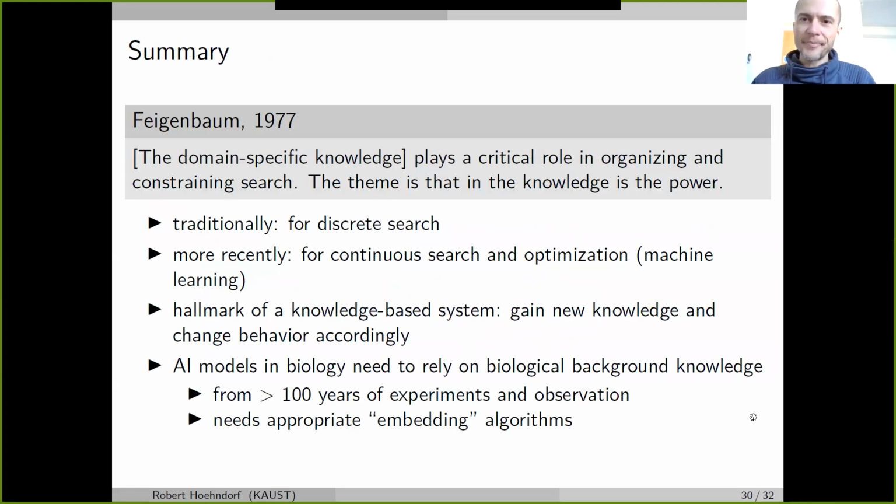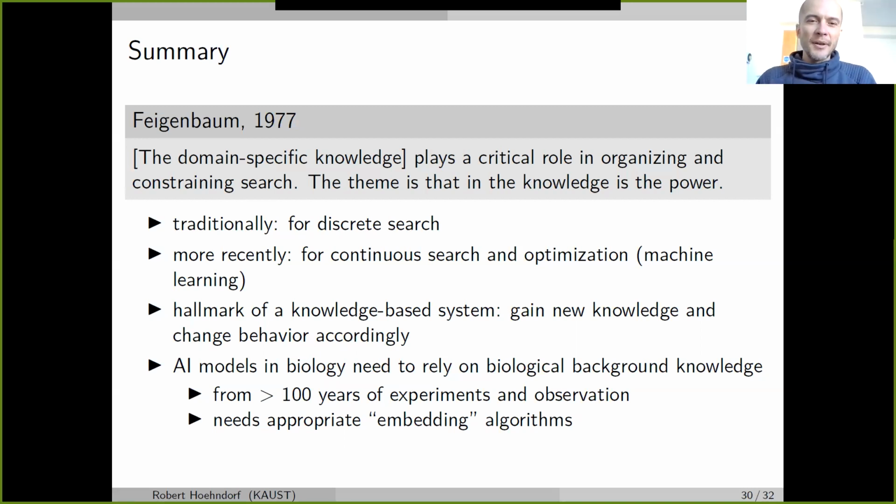So in summary, I really like this quote by Feigenbaum, although it's an ancient quote and it was made in a completely different context. The quote is that domain-specific knowledge plays a critical role in organizing and constraining search, and that the theme is that in the knowledge is the power. He wrote this, and it created a surge of expert systems in the 1970s and early 80s. And he used it for discrete search, so things like tree search or graph search.